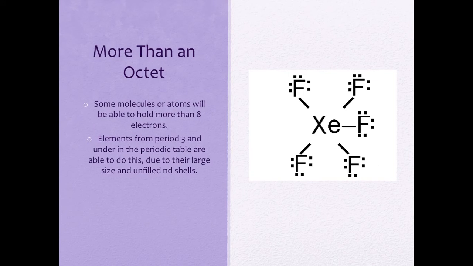More than an octet is molecules or atoms that can hold more than 8 electrons, and elements from period 3 and under are the ones that are able to do this due to their large size and unfilled d shells. And you can see over to the right that XeF5 has more than 8 electrons surrounding it.